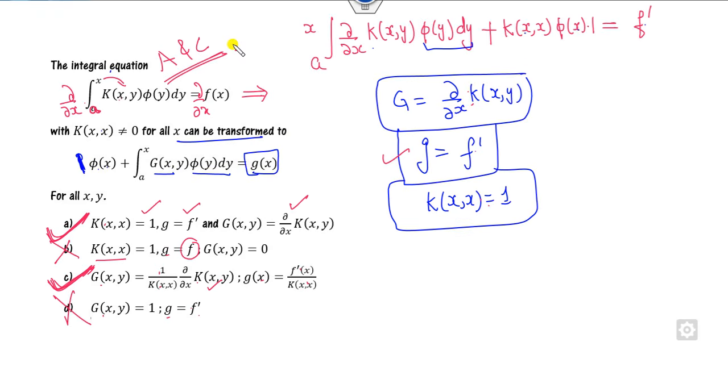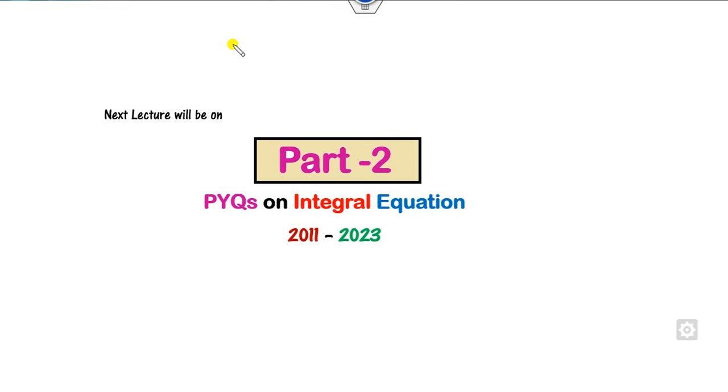So I hope you can simply learn the very simple shortcut tricks by using the Laplace transformation. We will see the second part, when the limits are constants or the limits are from a to x, in our next lecture of these 2011 to 2023 papers.